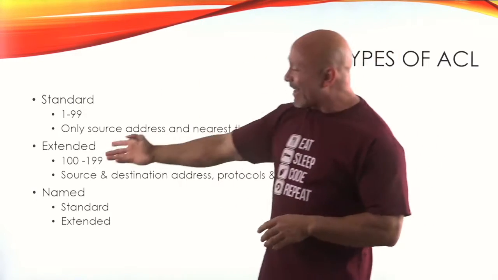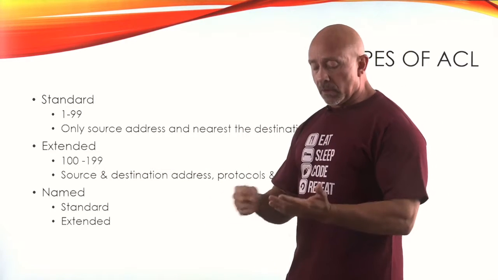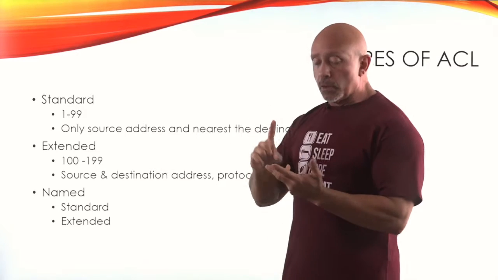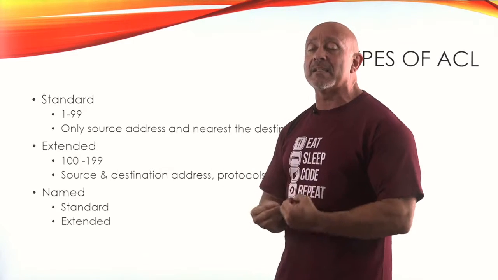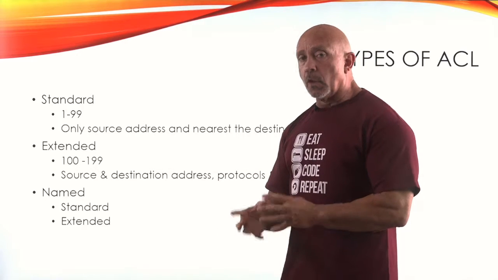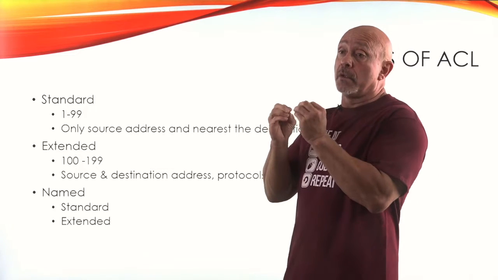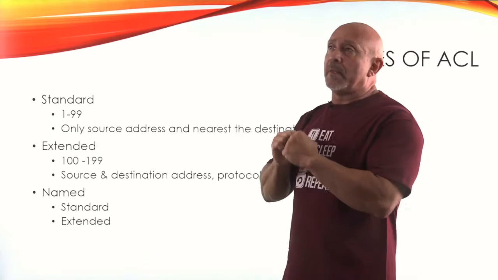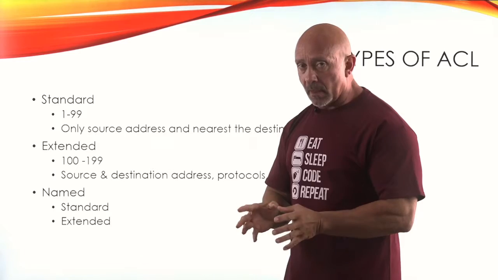All right, with an extended access list, you do it nearest the source because they're more flexible. You can use source addresses, destination addresses. You can use protocols and port numbers. You can be very specific as to what exactly it is that you are permitting or denying. So you can place them nearest the source. So if you place them on the interface of your gateway going in, the router doesn't have to process that information. You're being denied at that point.